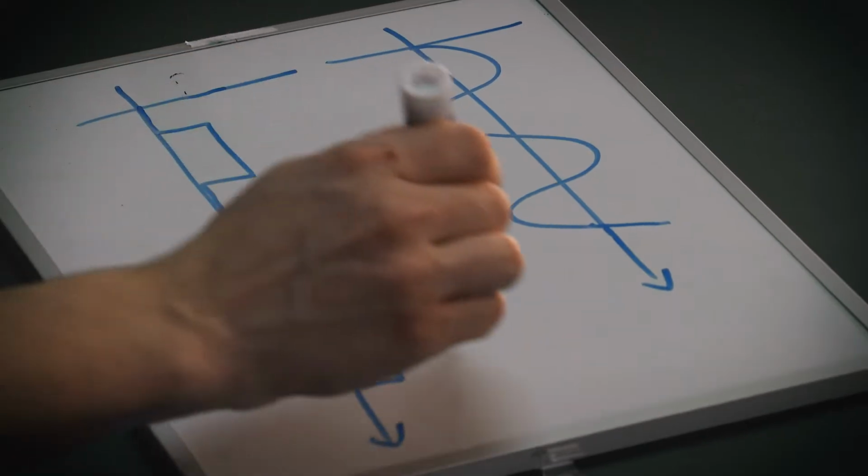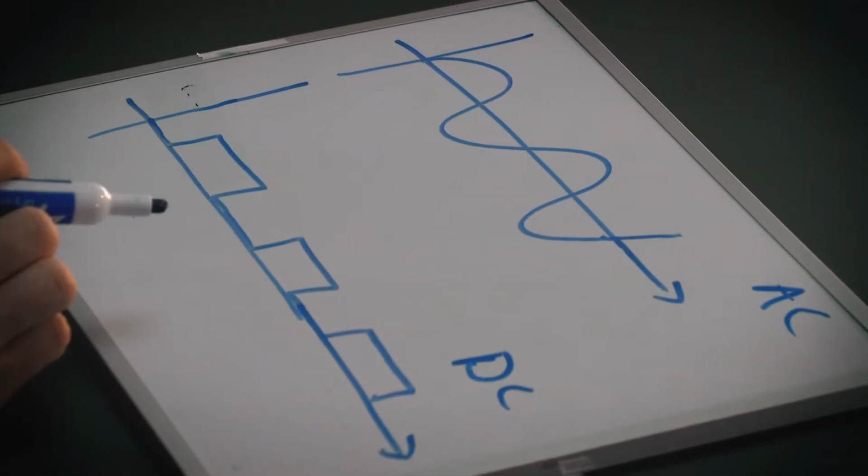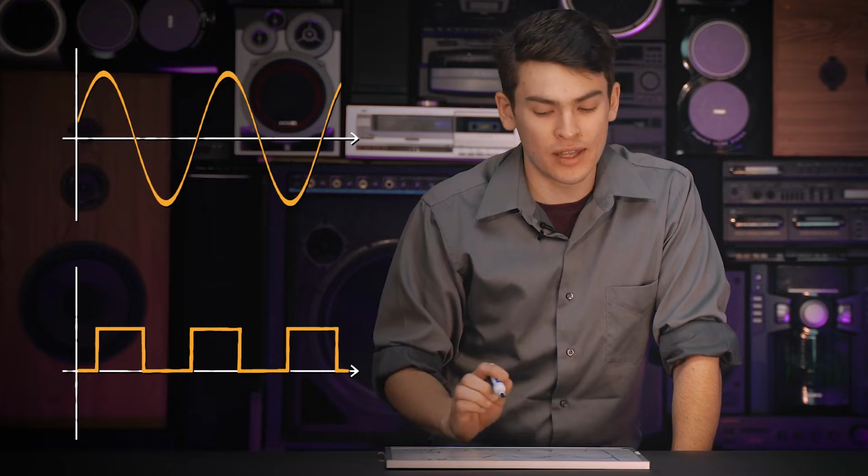I'm Kevin, and today we're going to be talking a little bit more about electrical signals and how you can measure them. This is a DC signal. This is an AC signal. To measure these, we'll start with measuring the peaks in the signal.